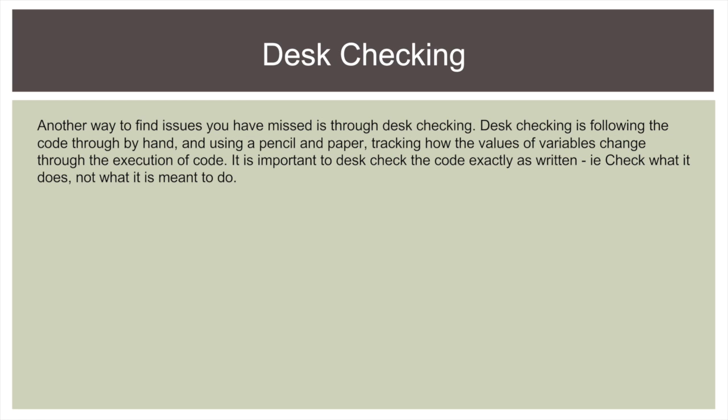Desk checking is really important as well. We don't just desk check when we write our algorithms, we also desk check when we've written our code. It's a way to confirm through pencil and paper what our program is doing. The key here is to make sure that we desk check the code exactly as written, and we don't check what we think it is meant to do. So I've written the point here: check what it does, not what it is meant to do. Oftentimes you won't need to finish the desk check to find where the error is. You can just desk check to the point where you find the error and suddenly you have an aha moment and you're like, yep, I know what that problem is.